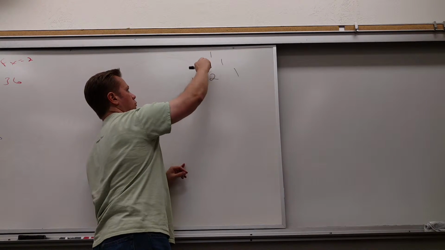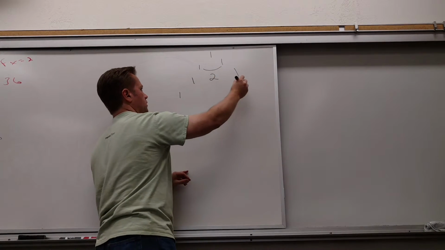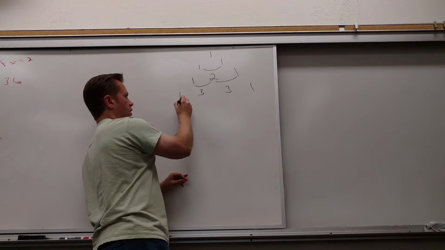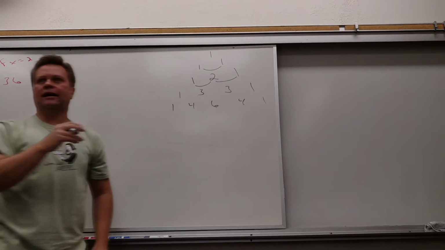Good. So I start with ones on the outside always, and then 1 plus 1 is 2. So then I put ones on the outside. 1 plus 2 is 3, 3. 2 plus 1 is 3, 3. And then I can go 1, 4, 6, 4, 1. It's called Pascal's triangle.